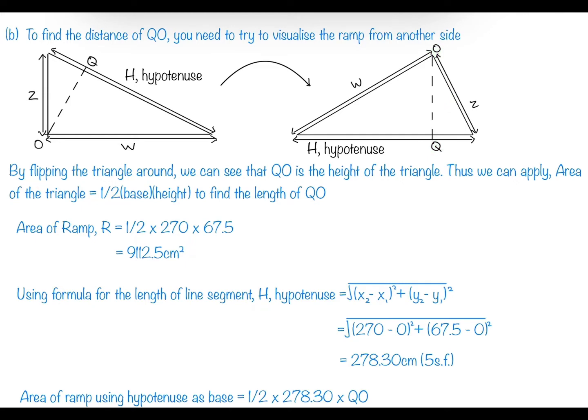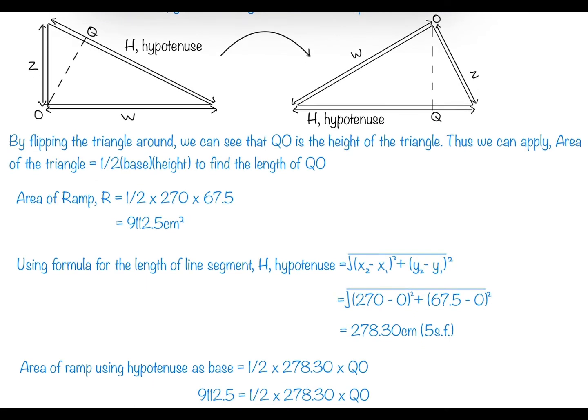So after this, we will first need to find the area of the ramp R and also the length of Q. To find the area of ramp R, we will be using the normal triangle formula, which is just half times base times height. So in the previous question, you have found the length of W, which is over here, 270. So you use that answer to get your 9112.5 cm squared.